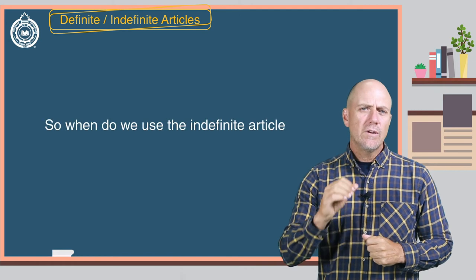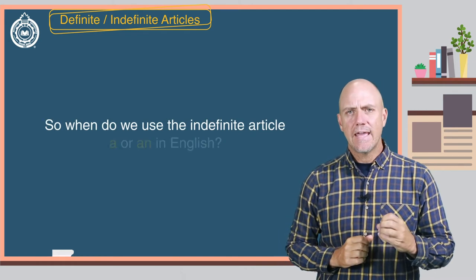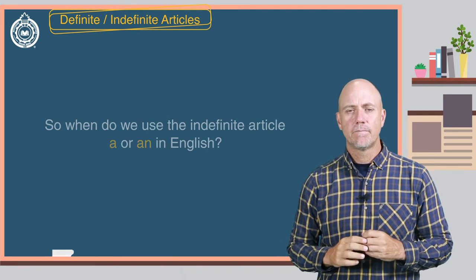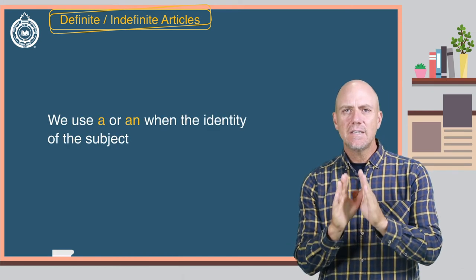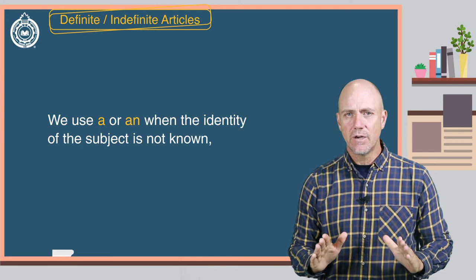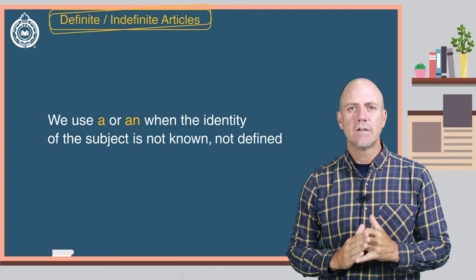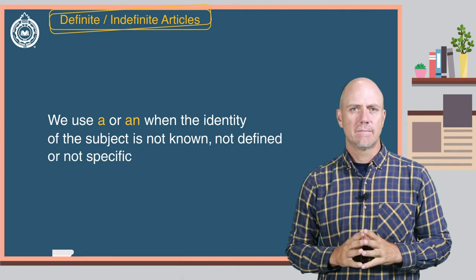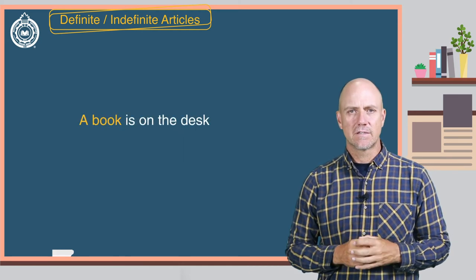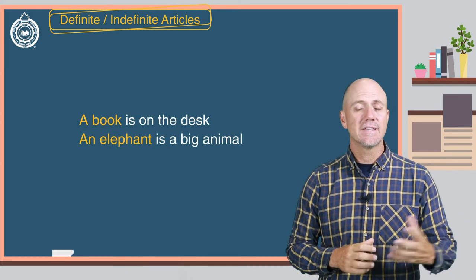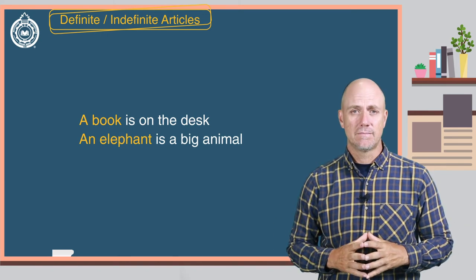Okay. So when do we use the indefinite article a or an in English? Well, we use a or an when the identity of the subject is not known, not defined, or not specific. Here are some examples. A book is on the desk. An elephant is a big animal.